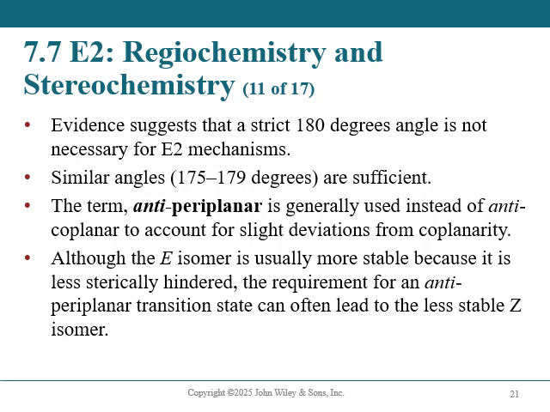Although the E isomer is usually more stable because it is less sterically hindered, the requirement for an anti-periplanar transition state can often lead to the less stable Z isomer. So in this case, I would advise that you check everything on a case-by-case basis and make sure that the anti-periplanar geometry is always favored.